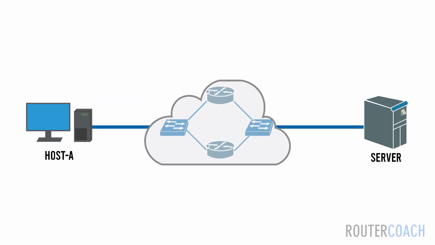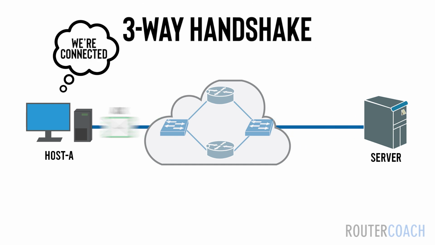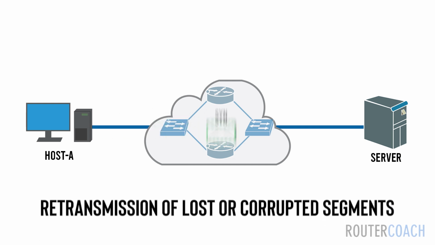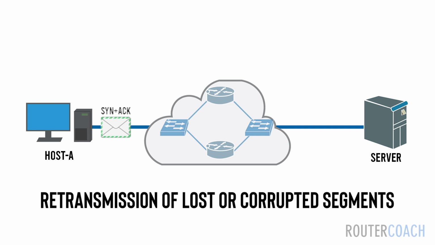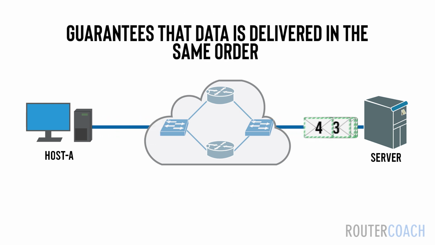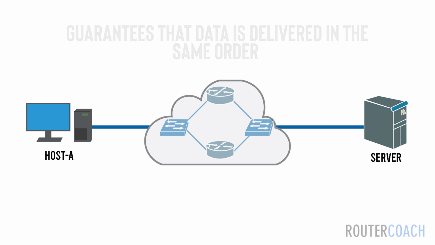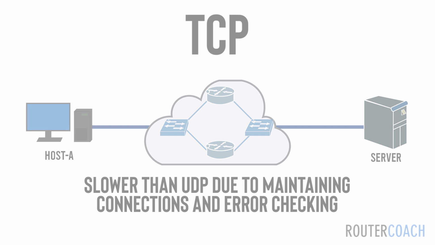Host A wants to communicate with server using TCP. TCP uses a three-way handshake to establish and tear down connections. TCP also uses retransmission of lost or corrupted segments to ensure reliable data delivery. TCP also guarantees that data is delivered in the same order in which it was sent. All of this means that TCP is slower than UDP due to maintaining connections and error checking.